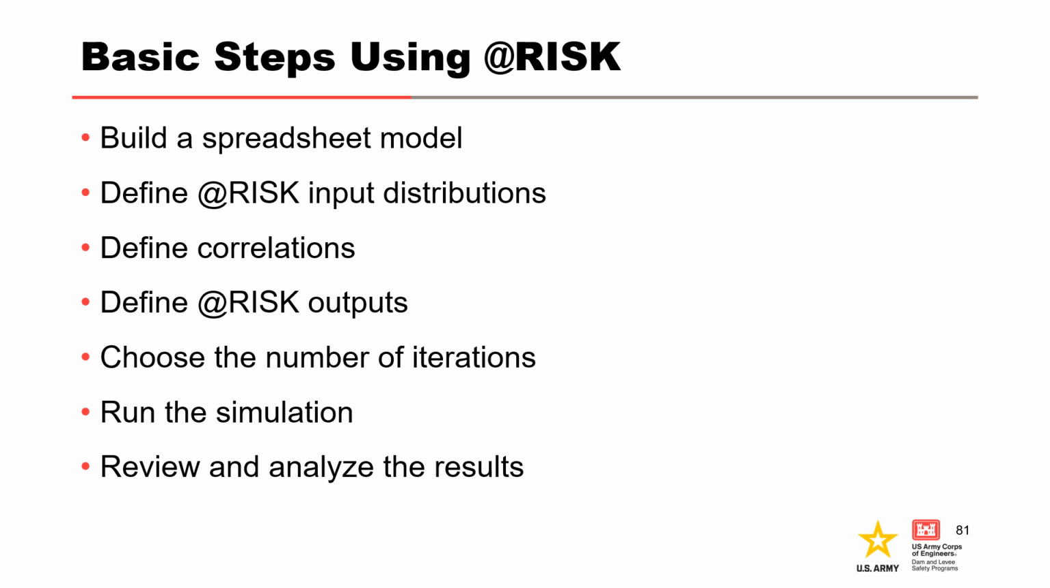Here are the basic steps to using at-risk. First, we are going to build a spreadsheet model. Next, we are going to define our input distributions, correlations, and outputs. Remember that at-risk will only store the simulation data for cells marked as an output. From there, choose the number of iterations. Then you are set to run the simulation and review the results.